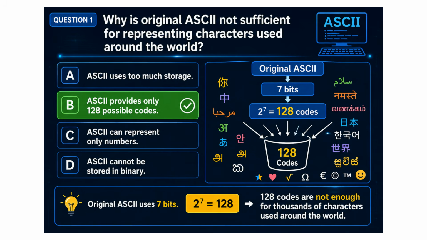But around the world, there are thousands of different characters used in many languages and writing systems. So 128 codes are simply not enough to represent all of them. Therefore, the correct answer is B. ASCII provides only 128 possible codes.